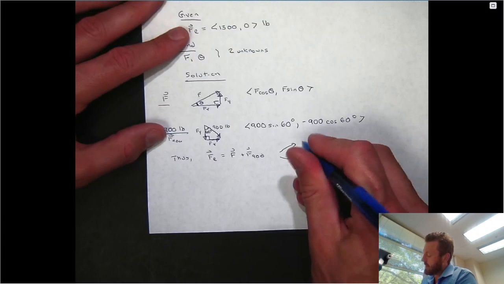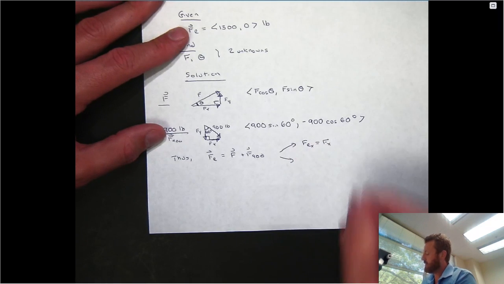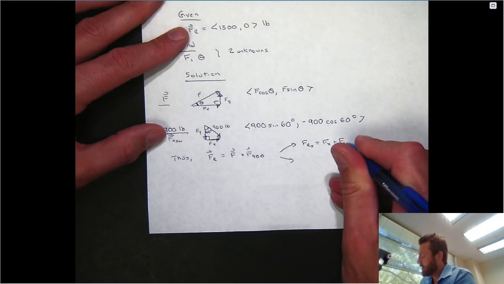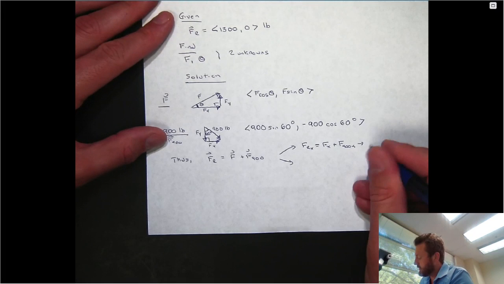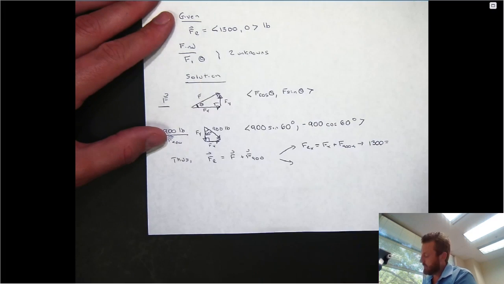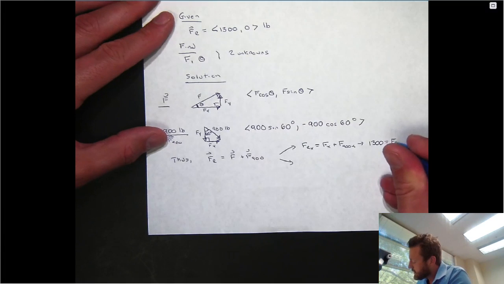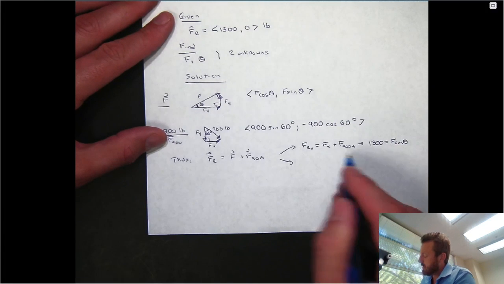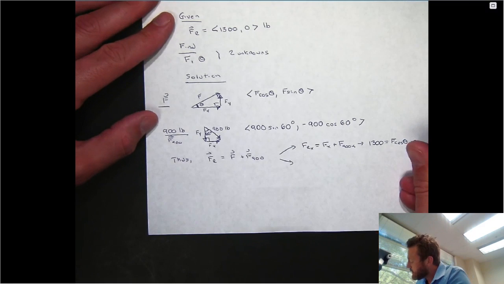This tells me that the x component of the resultant force must equal the x component of F plus the x component of the 900 force, which means that 1,300, again, I'm going to go up here and get the x component of the resultant force, is equal to the x component of F, which is F cos theta, plus the x component of the 900 pound force, which is plus 900 sine 60.